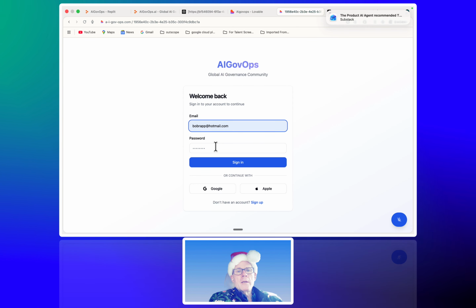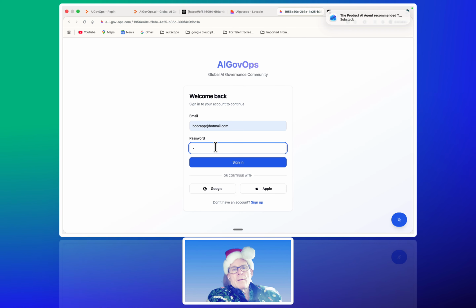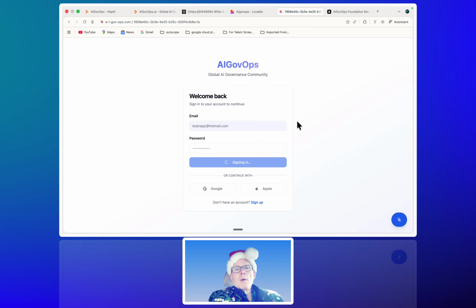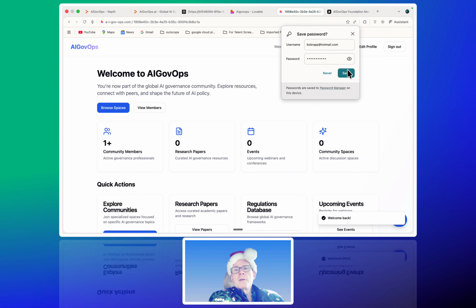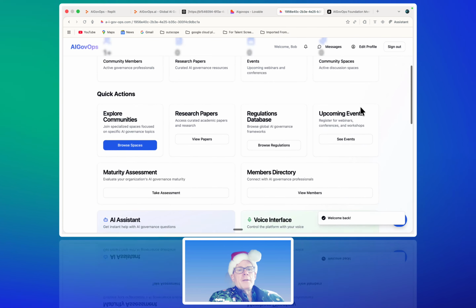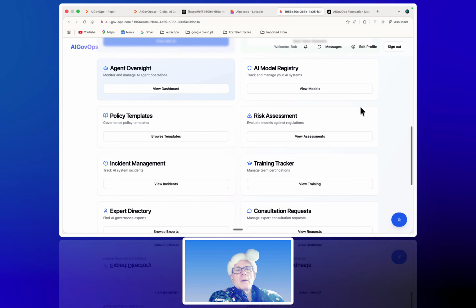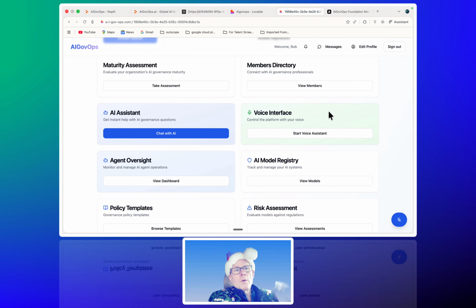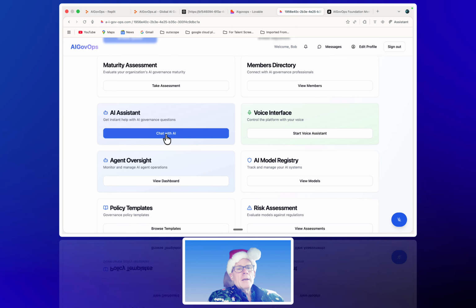I'm going to go ahead and log in and just show you the structure. One of the challenges, frankly, is we have all of these features. We also added, by the way, a pretty cool voice assistant here. I really like the way Lovable deals with AI.